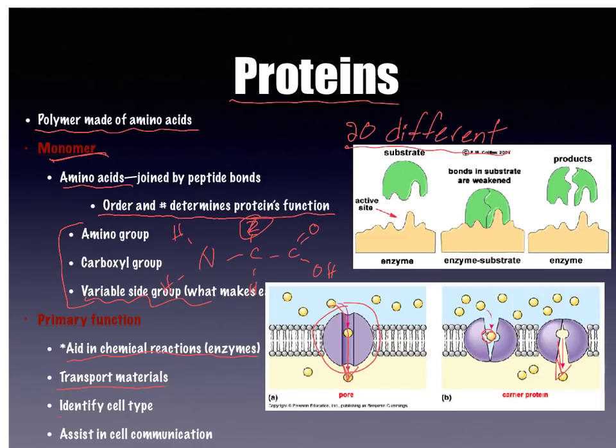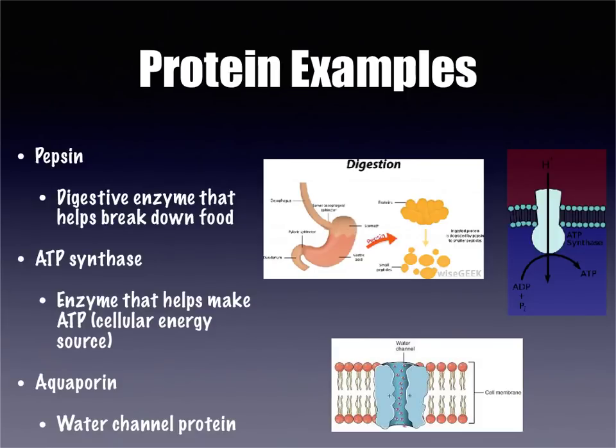They can also identify the cell type, so the organism knows these cells are some of the homies, and they assist in cell communication because cells do need to communicate with one another. Some examples of proteins: there are several. Pepsin is a digestive enzyme found in the stomach. It helps break down food.